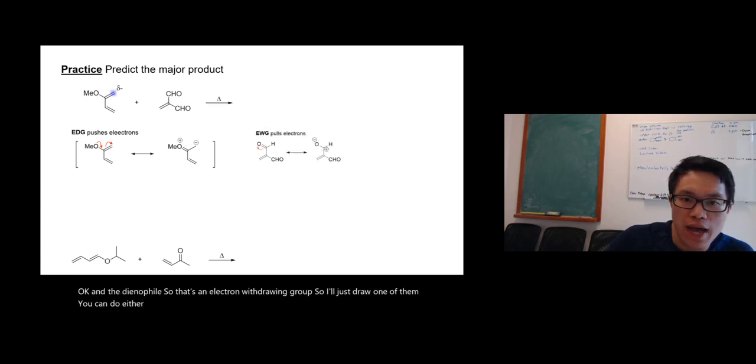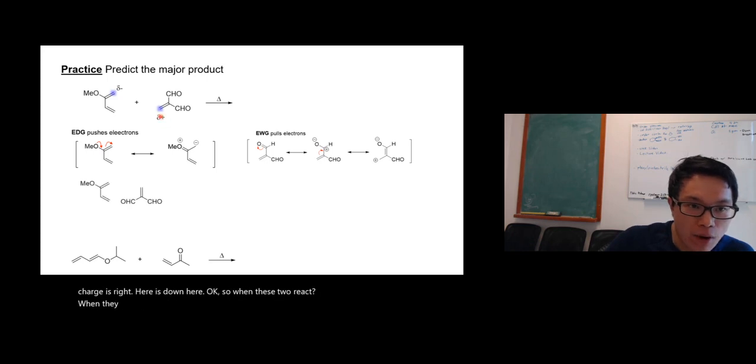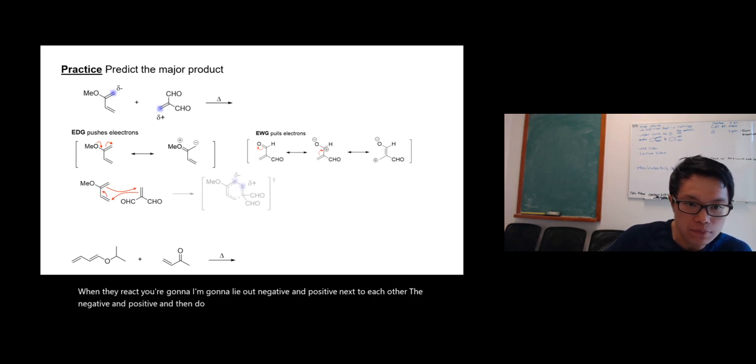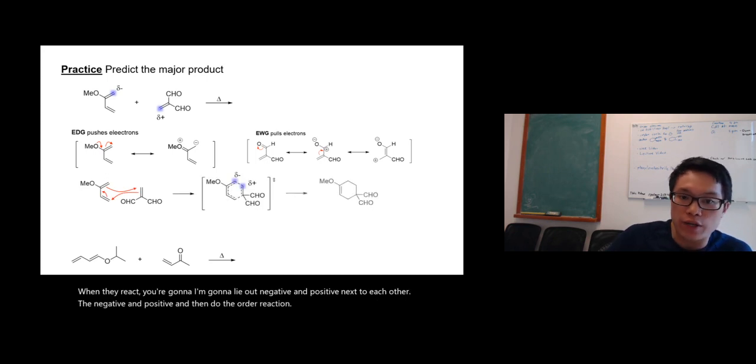You can draw, you get that and you get that. So the positive charge is right here, down here. Okay, so when these two react, I'm going to line up negative and positive next to each other, so negative and positive, and then do the Diels-Alder reaction. Here we go. Okay, and then you get the product there.